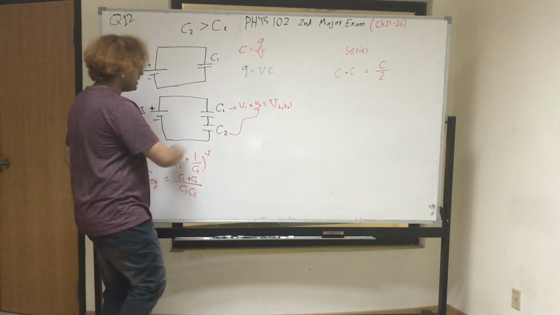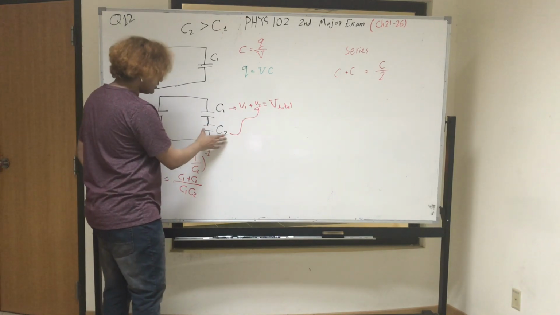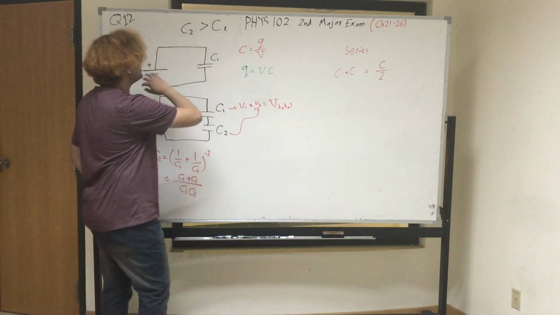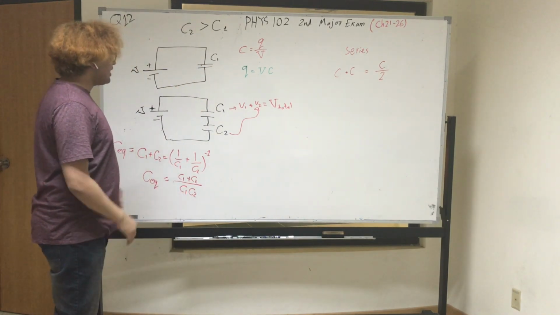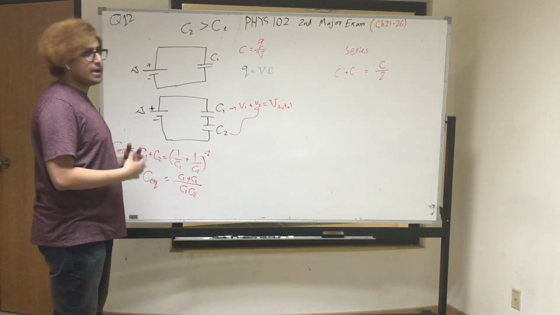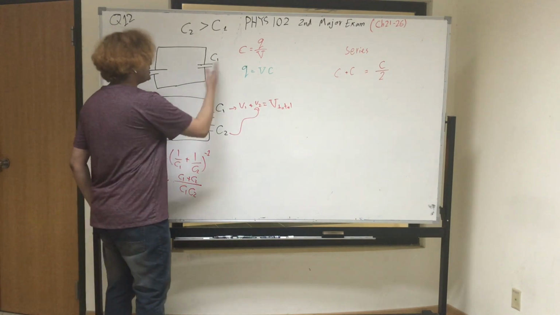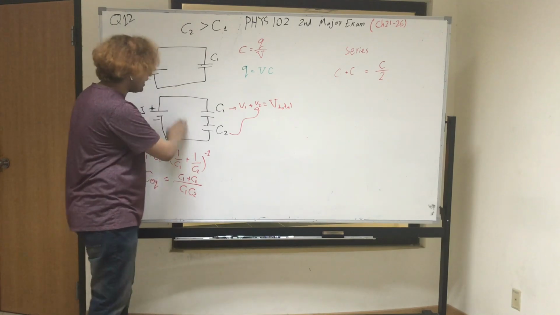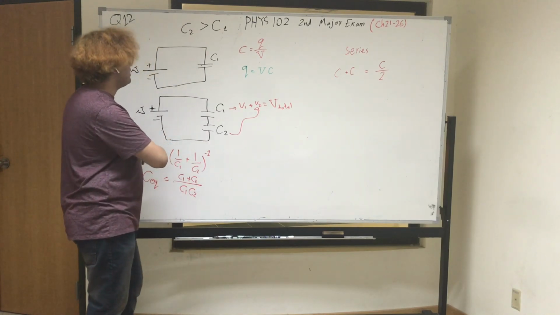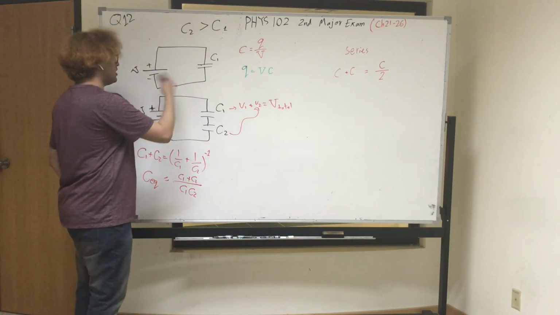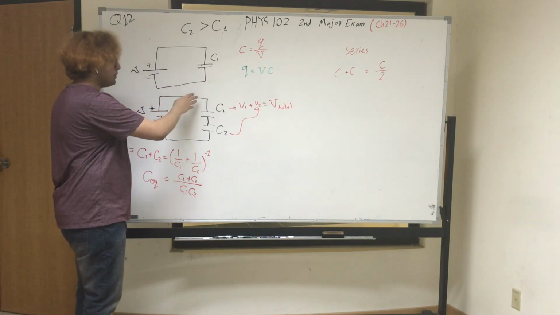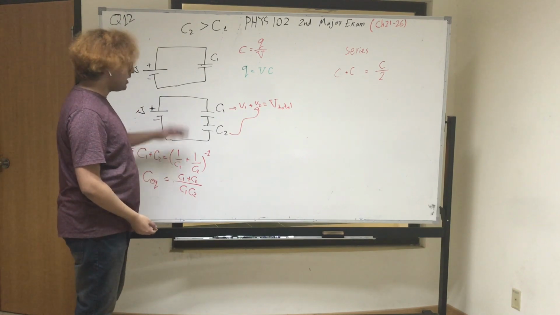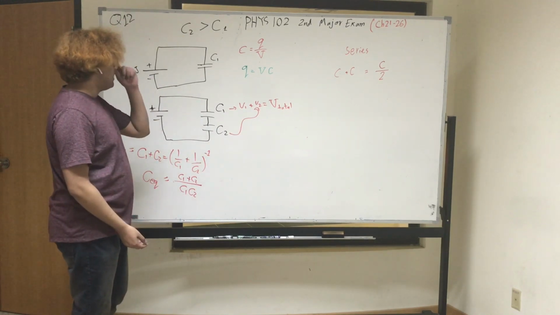And then we add another capacitor to the circuit, let's call it C2, and the capacitance of C2 is bigger than C1. We're asked to compare the voltage difference across C1 before and after we add the second capacitor. We're also asked to compare the charge on C1 before and after adding the second capacitor.